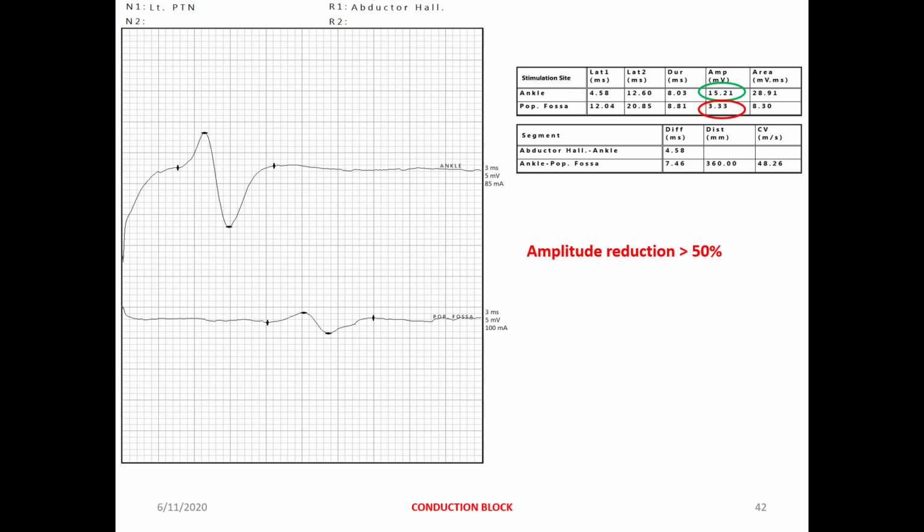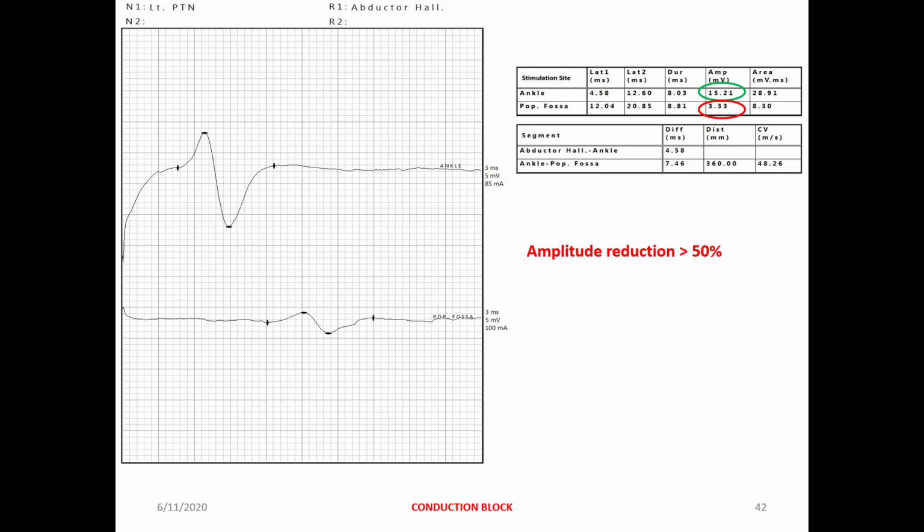But when we stimulated at the popliteal fossa, the amplitude is only 3.33. So definitely we can identify there is a vast difference. At the popliteal fossa, it should be at least 50% of 15.21. 50% of 15.2 is 7.8. So at the popliteal fossa, if you are getting 7.8 or more, that will be normal. But less than 7.8 in our example will be considered abnormal. Clear? So amplitude reduction of more than 50% is suggestive of conduction block.